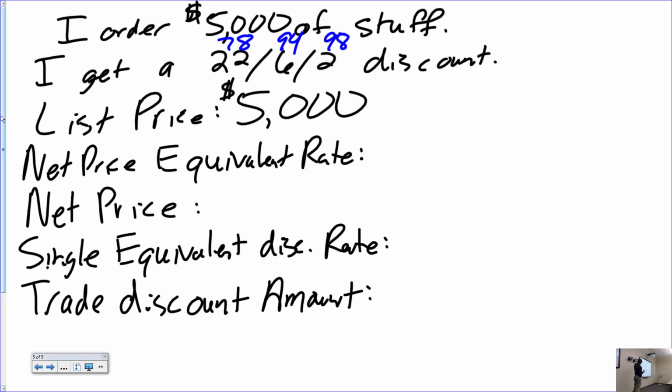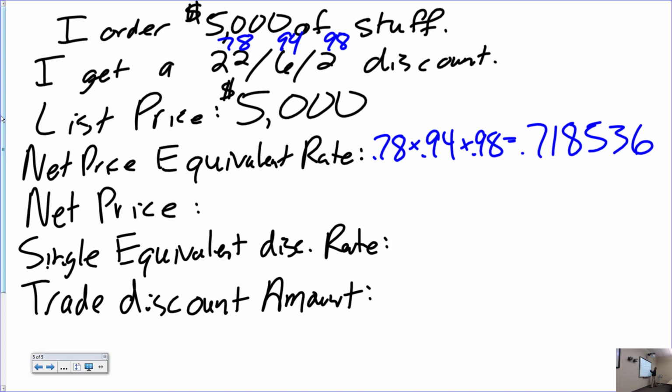So what am I going to do to find the net price equivalent rate? Multiply them all together as decimals. Make sure you multiply them as decimals. Do not round anything on the rates, folks. Leave all of the numbers. Only round when you get to money. These are rates. No money, don't round. So what do we get? 0.718536. Okay, I'll buy that.